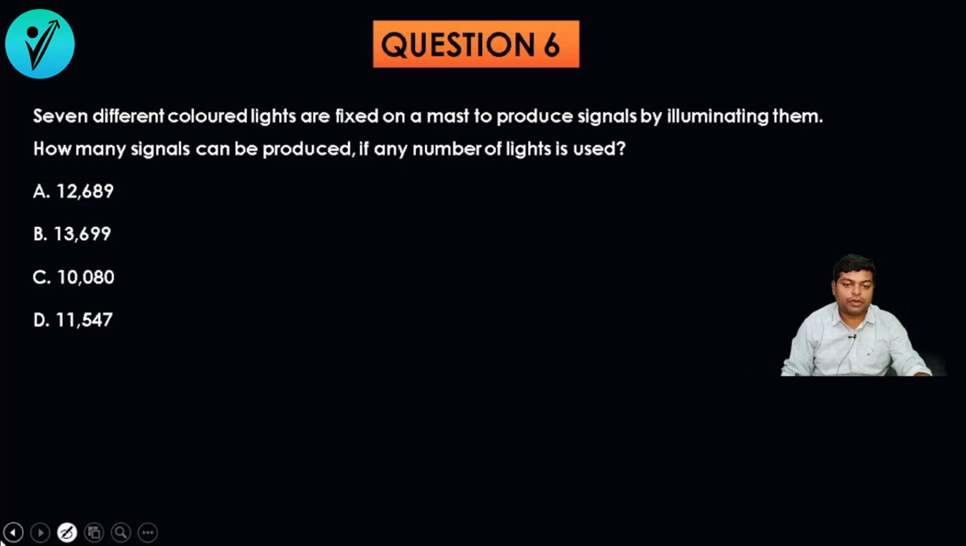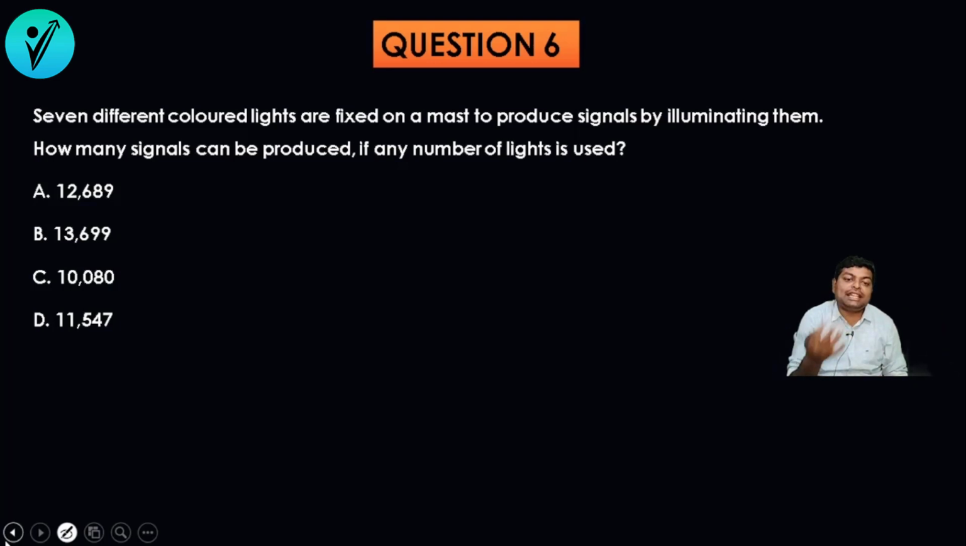Alright. Question number 6 is from the chapter of permutations and combinations. This question says that 7 differently colored lights are fixed on a mast to produce signals by illuminating them. So you have 7 different colors of lights, and you have to illuminate them to generate different signals. How many signals can be produced if any number of lights is used? There is no restriction, so if I want to generate a signal, I can use 1 light, or 2 lights together, or 3 lights together, or 6 lights, or all the 7 lights together.